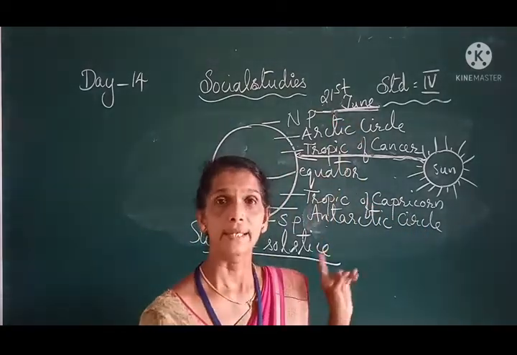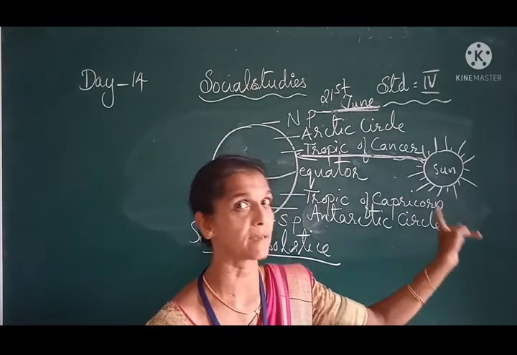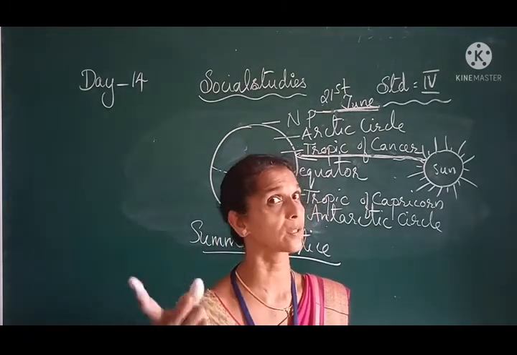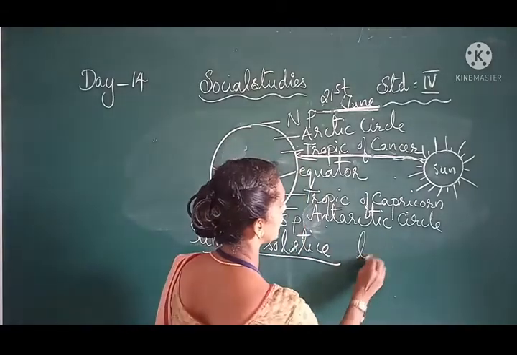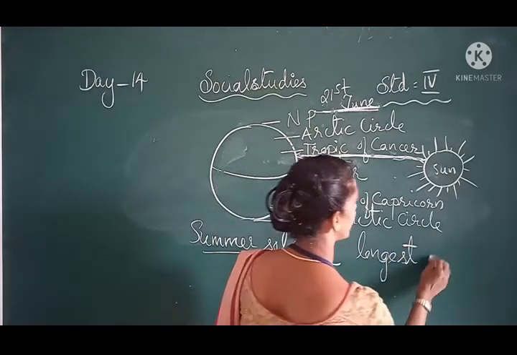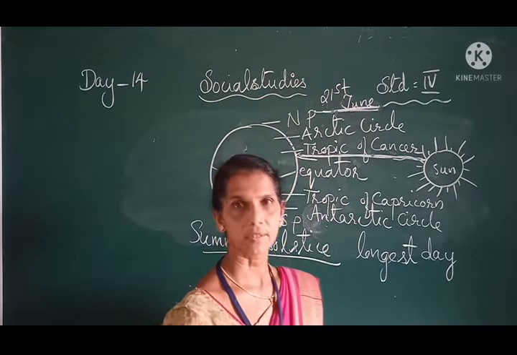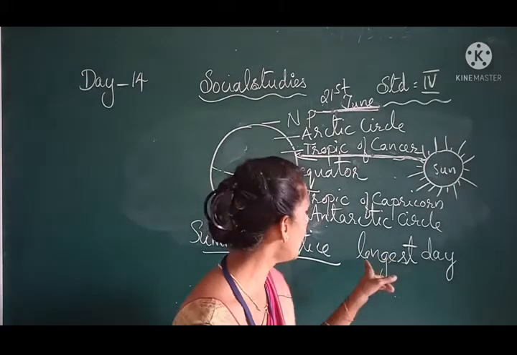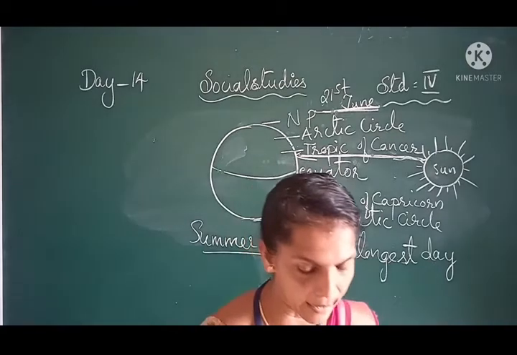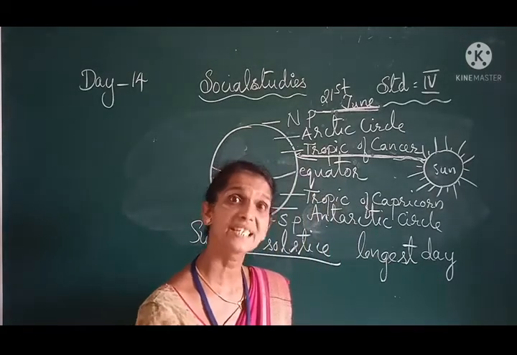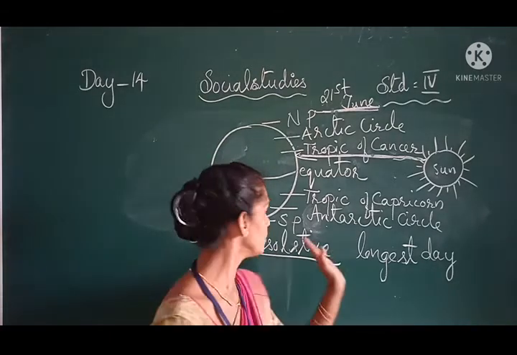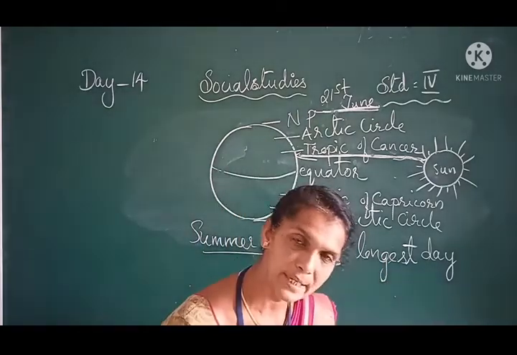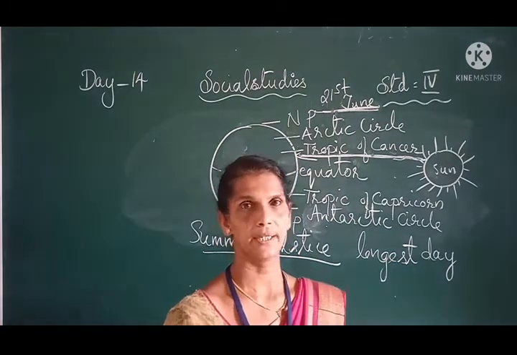And on 21st June, the sun's rays fall directly on the Tropic of Cancer, and that day is the longest day in the year in the Northern Hemisphere. So that day will be the longest day, on 21st June. Longest day in the Northern Hemisphere. Then the Southern Hemisphere is exactly opposite. So if it is the longest day here, in the Southern Hemisphere it will be the shortest day. That is, the daytime will be very short in the Southern Hemisphere. Understood? So shortest day in the Southern Hemisphere and longest day in the Northern Hemisphere.